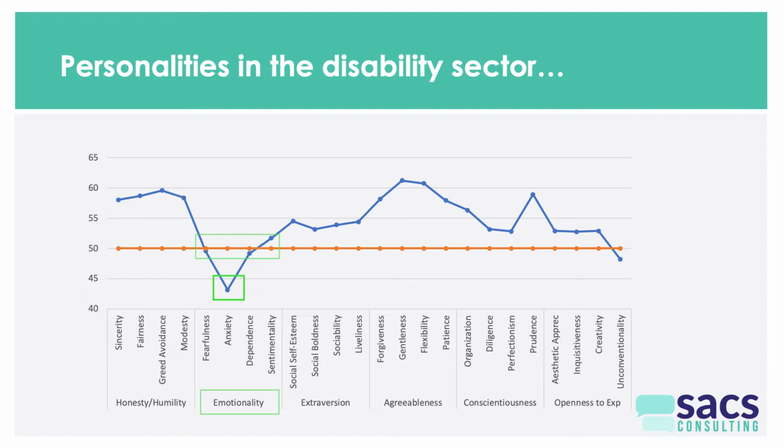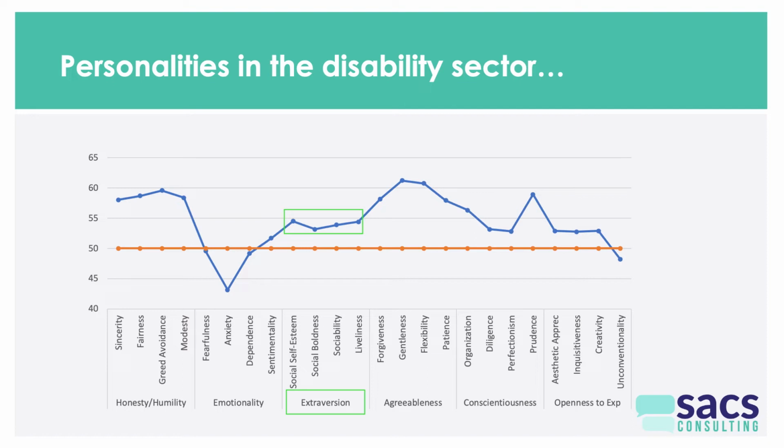But look at this. Anxiety is quite a long way below population average. So what that says is that people who work best in the disability sector are low in anxiety. Then we have the question of extroversion, and what we see is that most people in the disability sector are a bit extroverted. In other words, if you've got a big sample like this, we haven't bothered to do statistical tests, but this would be significantly different from population average.